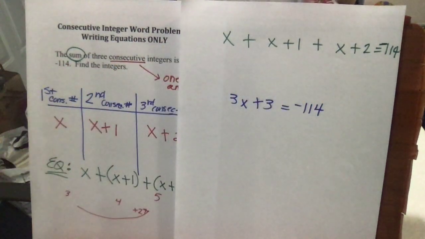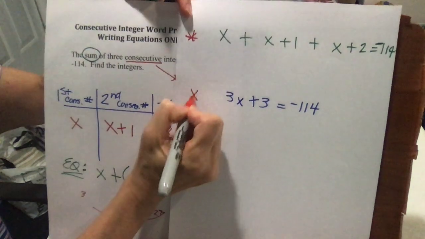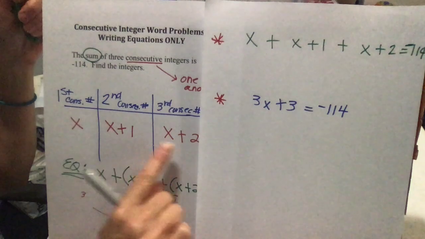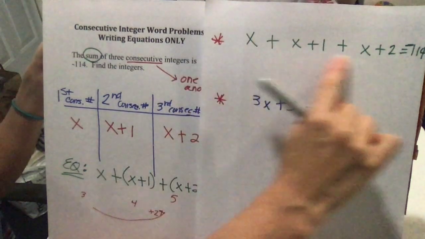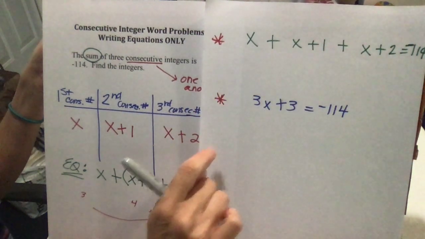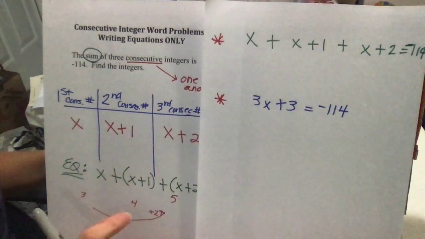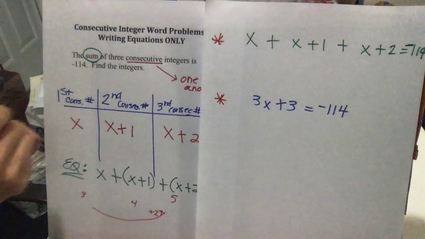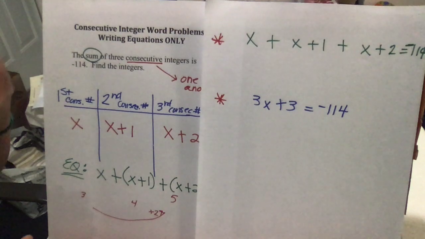So I will accept at this point in time, because of what we're learning in what order, this equation here or this one. This one's just taking all of your consecutive integers in an unknown of x and writing it out and equal to negative 114. Or if you do know how to combine very simply, it would be 3x plus 3 equals negative 114. If you don't know how to do this yet, don't sweat it. This is acceptable. And that is how you write an equation for consecutive integer problems.